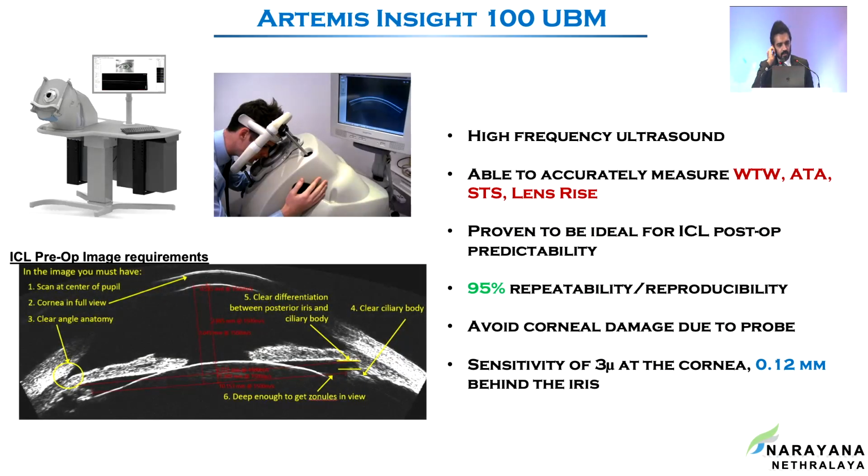Now, there is a device called the Artemis Insight 100 UBM. This also is a fantastic device with which you can objectively calculate, and it really helps in the right calculation of STS and other parameters like wide to wide and so forth. The repeatability and reproducibility is almost 95%. So this is a fantastic objective way, because a regular UBM with the STS is very subjective. It really depends on the person who's doing the scan.